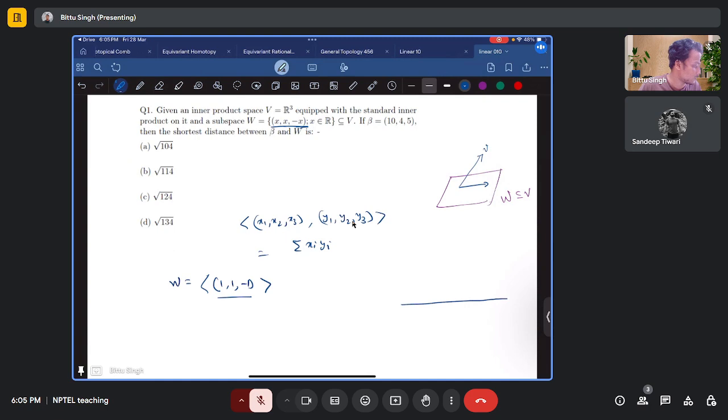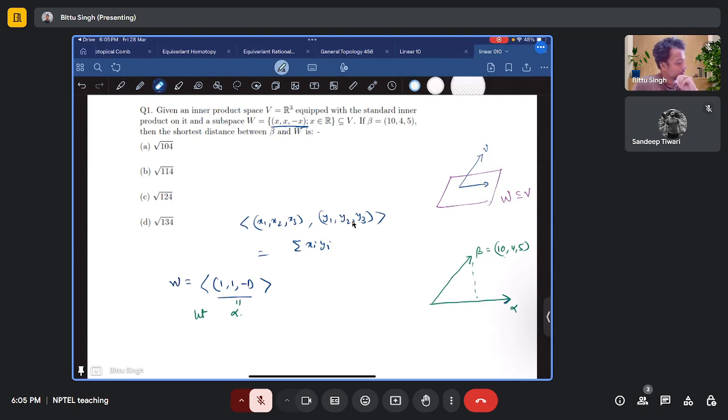In this case, W will look like this, and there is another vector. So what is that vector? It is beta. So beta is given as 10, 4, 5. We need to find this distance. So W will look like this. Maybe write it as alpha. Let alpha equal 1, 1, minus 1. So put it here. Now what? How can we compute the distance between those two things?